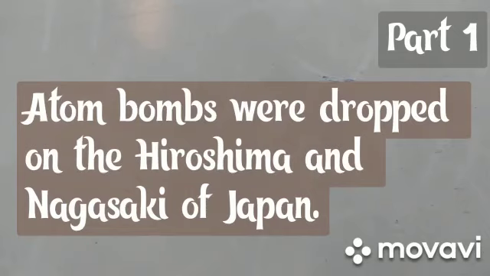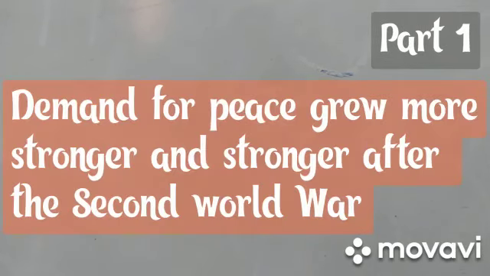There was so much suffering and pain in the world, and as a result, all the countries of the world came together and decided they don't want any further wars like this. And as a result, they established the United Nations Organization to maintain peace in the world. After World War I, the League of Nations was established, but as already mentioned, it failed, and as a result the Second World War broke out. And after the Second World War, the demand for peace grew stronger and stronger.